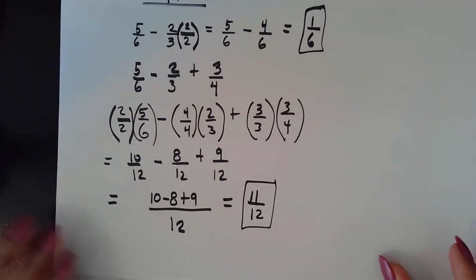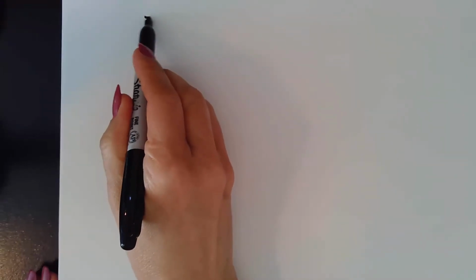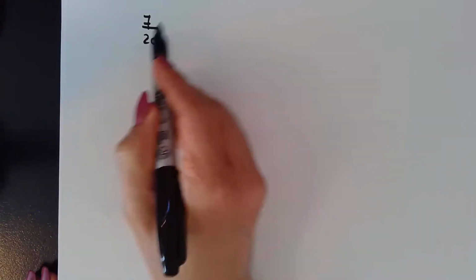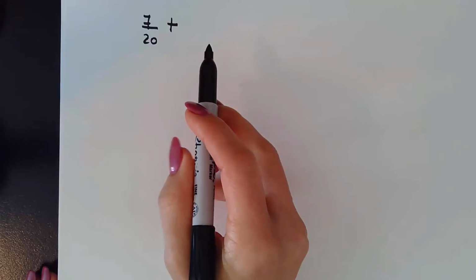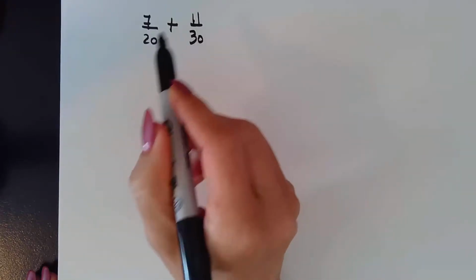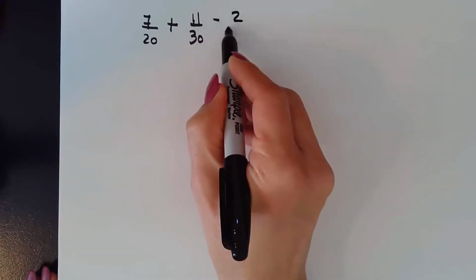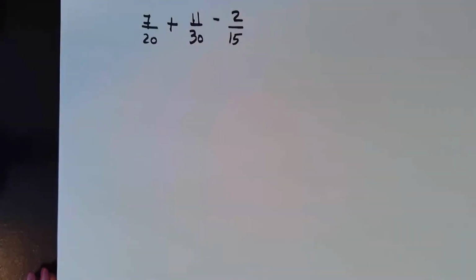Okay, so let's go ahead and consider more examples. Now I want to consider this example. Suppose we have 7 over 20 plus 11 over 30 minus 2 over 15. Okay, so here, again, you're going to need to find the least common denominator. So we have numbers that are a little bit bigger, 20, 30, and 15.